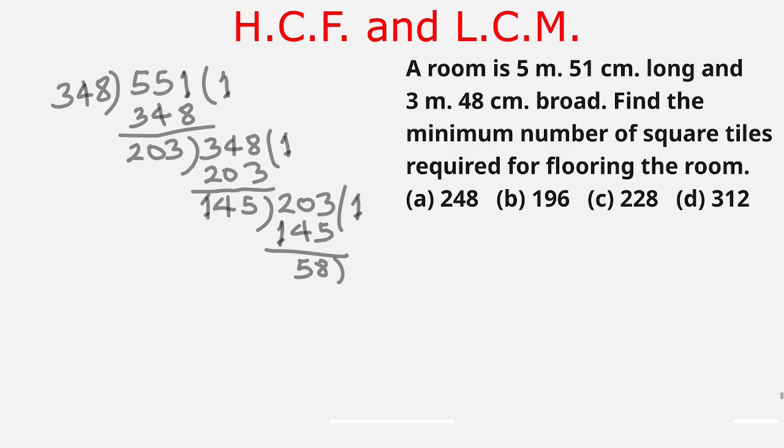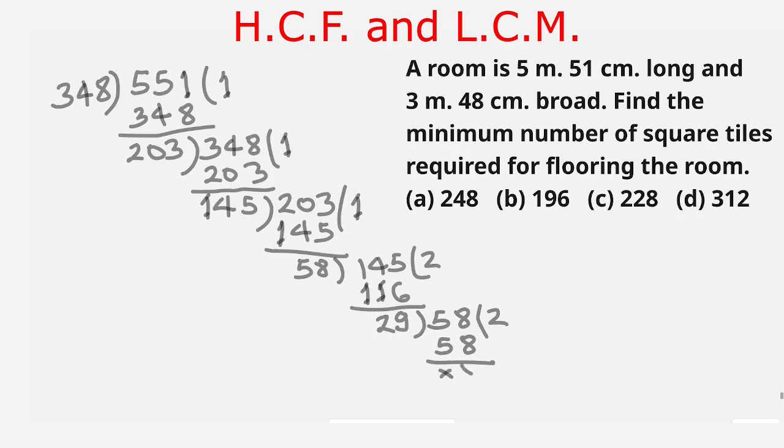We divide 145 by 58. 58 divides 145 for two times. 58 times 2 is 116. On subtracting 116 from 145, we get 29. Now we divide 58 by 29. 29 divides 58 for two times. 29 times 2 is 58, and our remainder is 0. Now the side of the square tiles is 29 centimeter.